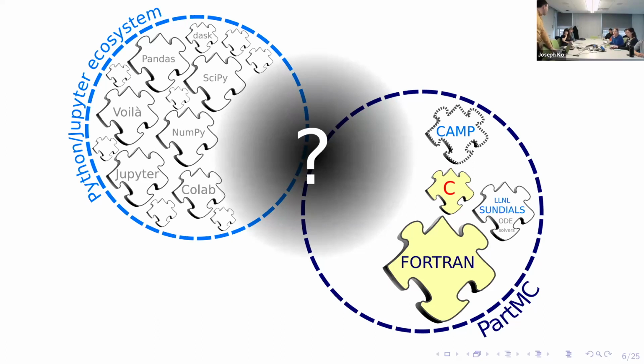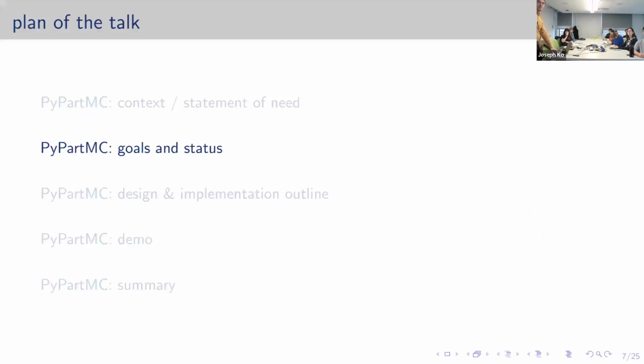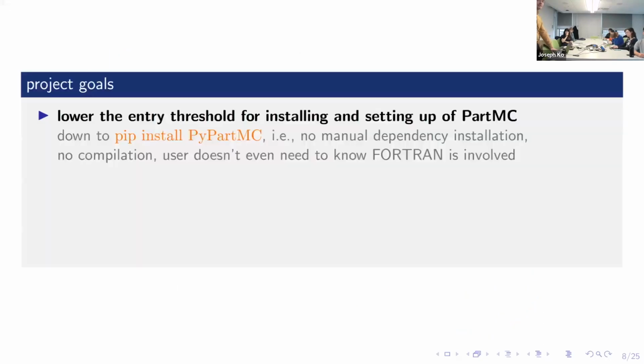And this talk today will be about how to cope with it in a way that would not incur work that would be hard to maintain, and that would not incur work that would lose the connection with the existing code base. So what are the goals and the status of the project? The goals were to lower the entry threshold for installing and setting up PartMC.